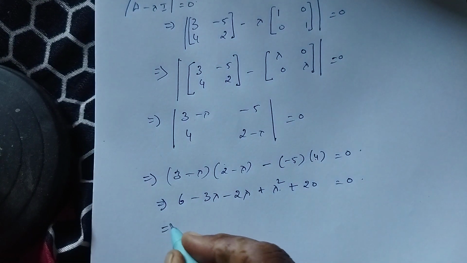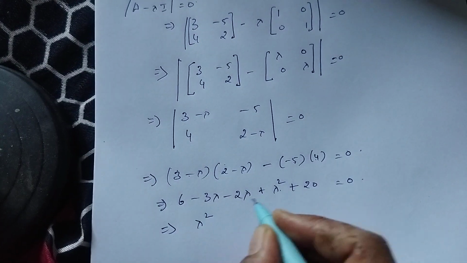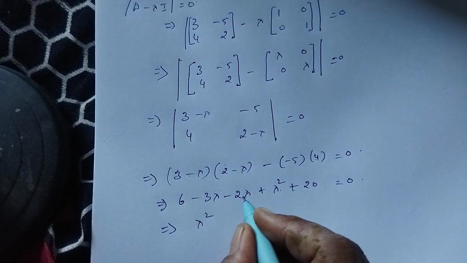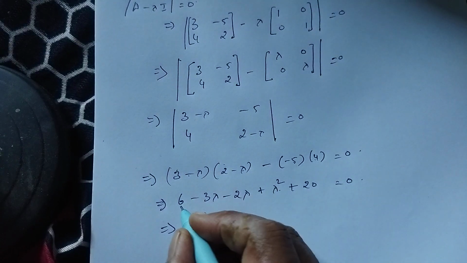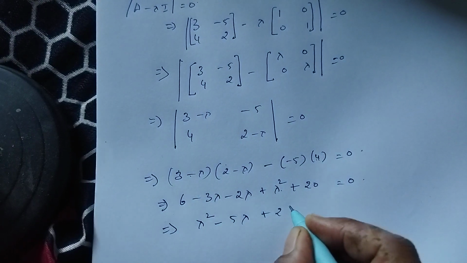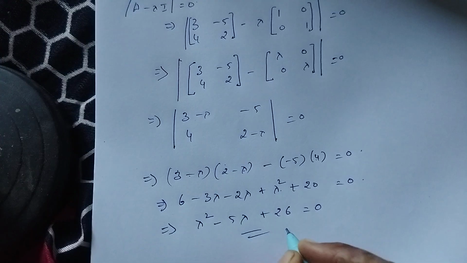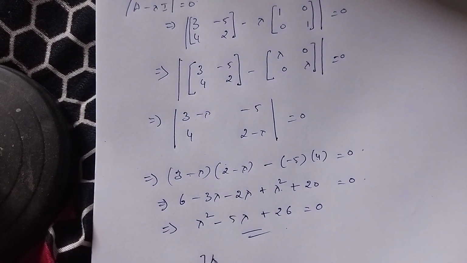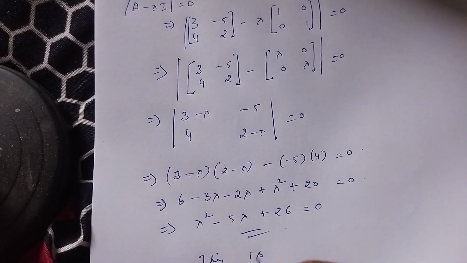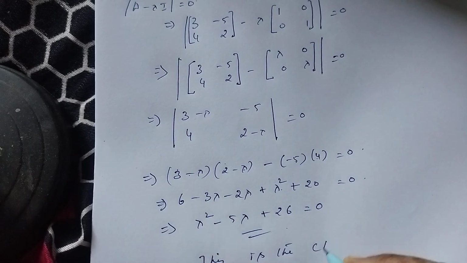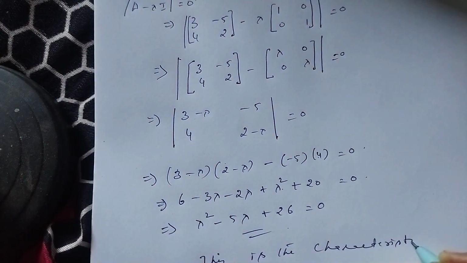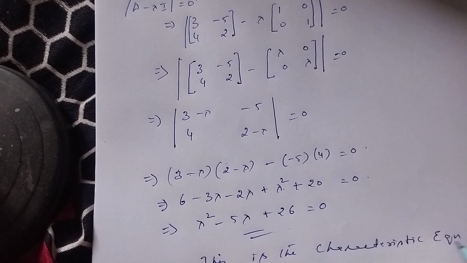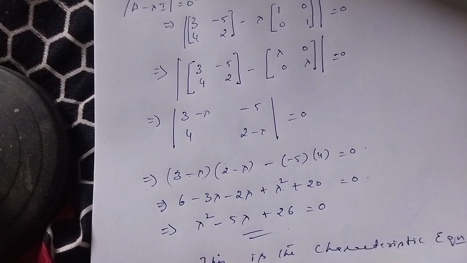We'll write it in order. Lambda square, minus 3 lambda minus 2 lambda is minus 5 lambda, plus 6 plus 20 is plus 26, is equal to 0. This is the characteristic equation. I hope you understood this problem.